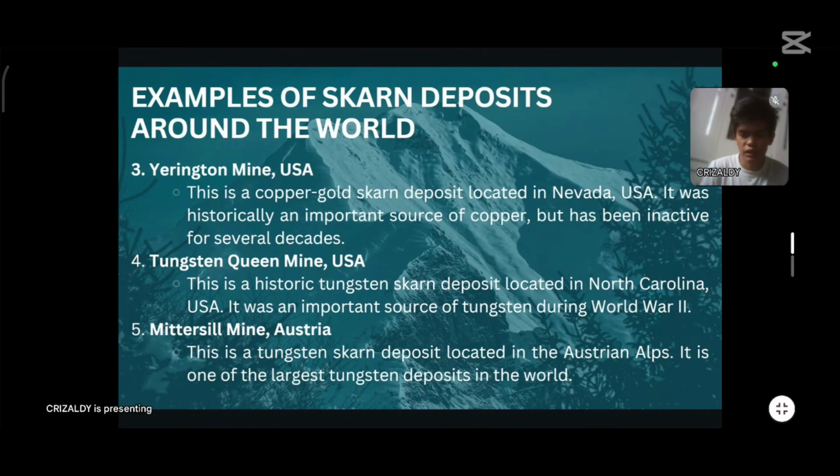Next is the Tungsten Queen mine in USA. This is a historic tungsten skarn deposit located in North Carolina, USA. It was an important source of tungsten during World War II. And lastly is the Metasomatic mine in Australia, kung saan ito isang one of the largest tungsten deposit in the world. And madami pa tayong iba't ibang skarn deposit around the world. Ito lang ilan sa mga example.